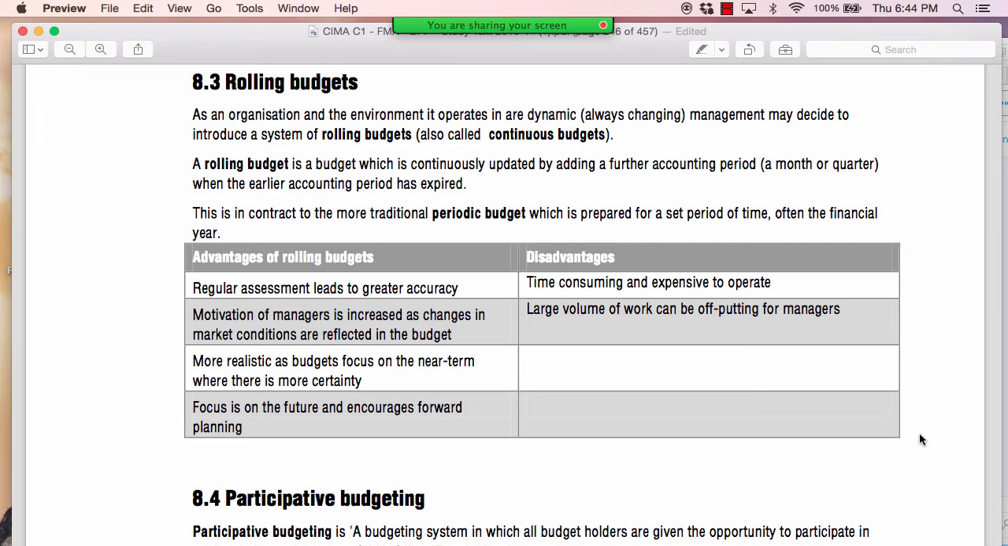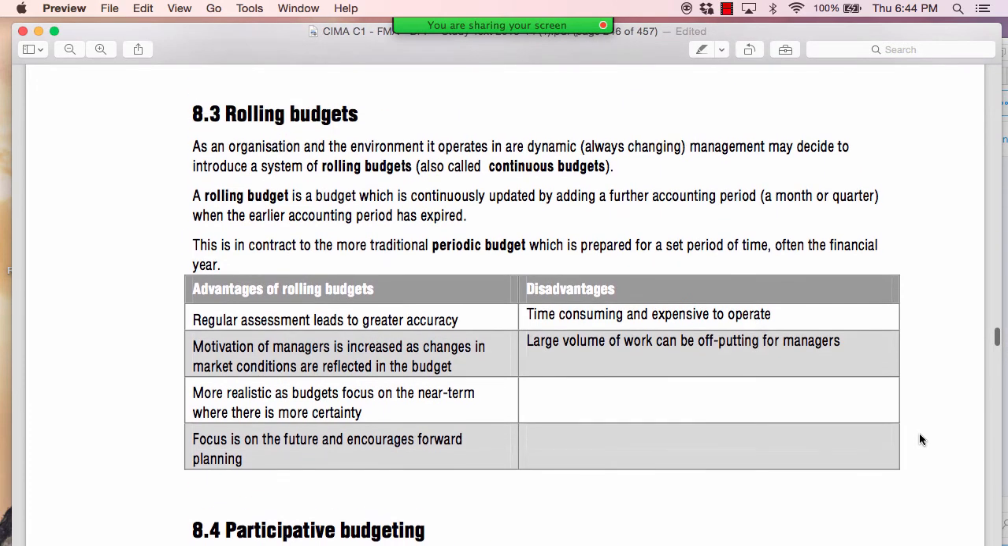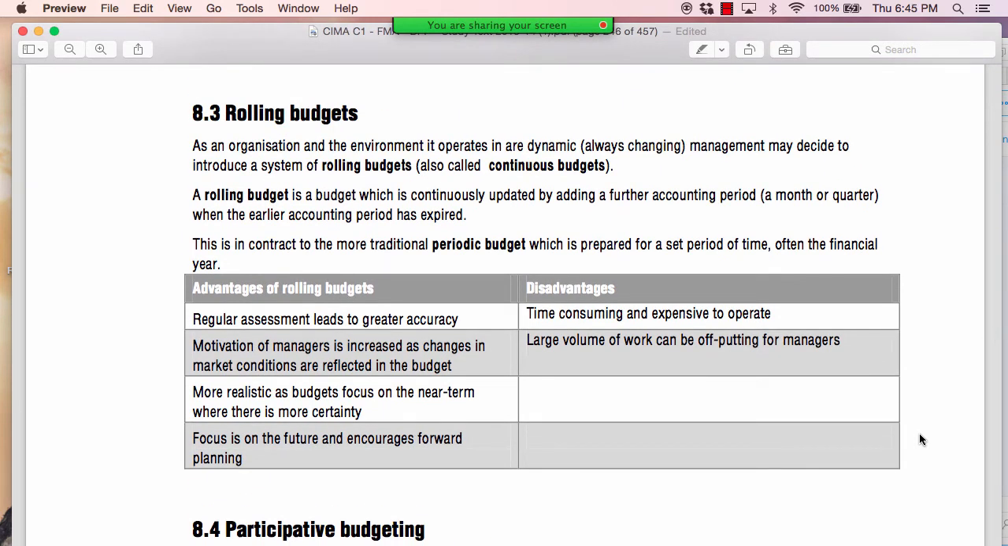A large volume of work can be putting off for managers, right? Because you're constantly working with these budgets. But it is a great way of doing work because it gives you reality. I'm looking at a budget, but it's very close to reality because I have taken the environmental factors into consideration. Any questions here? Syed, Shrida, any questions?